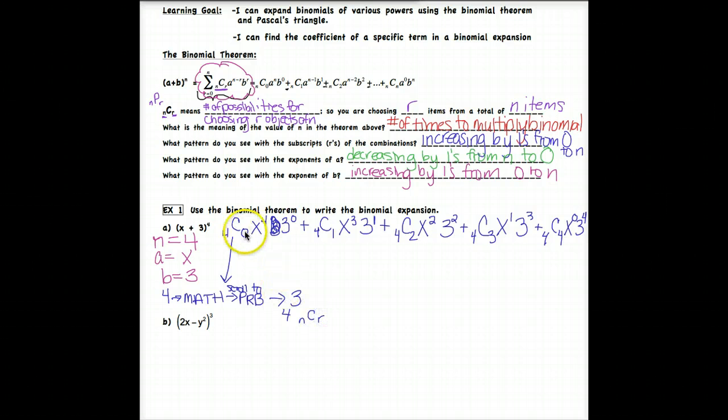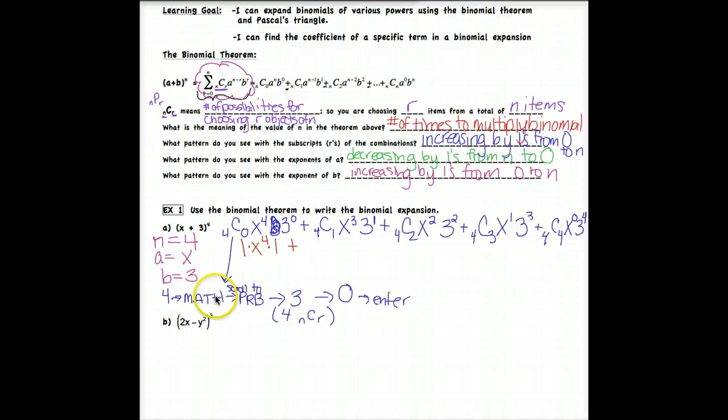NCR, and now you tell it 0. So this is what you see after you choose 3. Then you need to press in the right side how many you're choosing, and then press enter. So 4 choose 0 we find out is 1. So this is 1, x to the 4th, 3 to the 0 is 1. So that's easy to simplify.